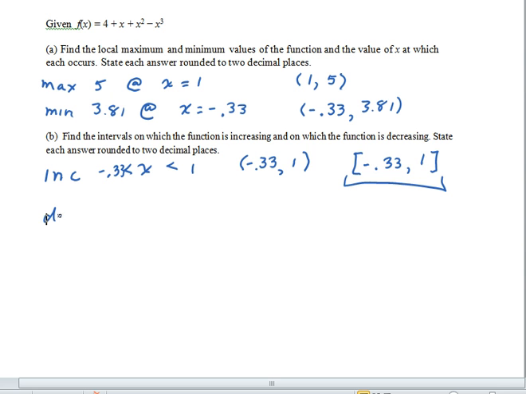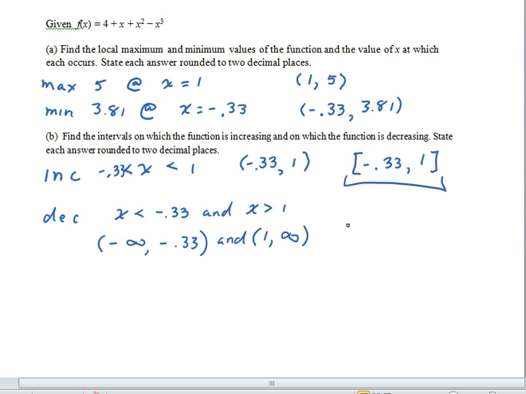And so for decreasing, we have the intervals where x is less than negative 0.33 and the interval where x is greater than 1. So in interval notation, this would be from negative infinity to negative 0.33 and the interval 1 to infinity. So there are 2 intervals where the function is decreasing.